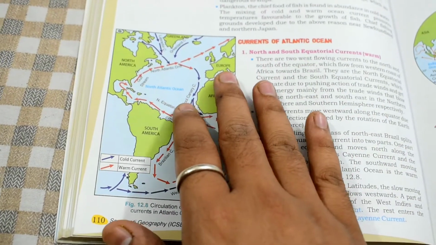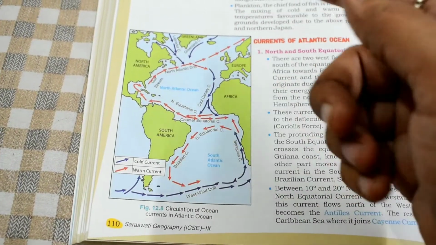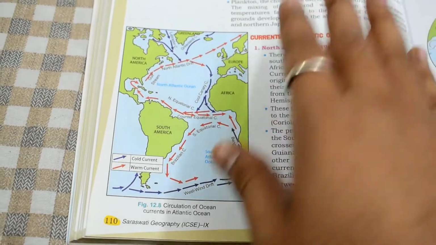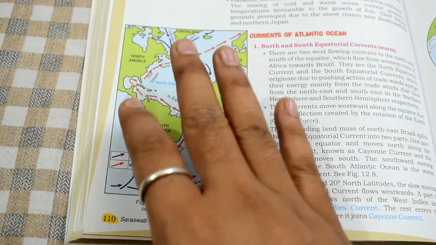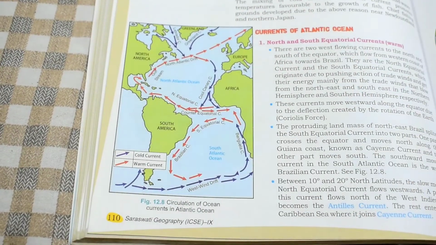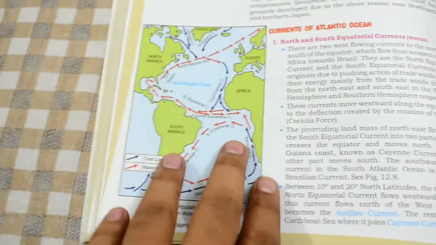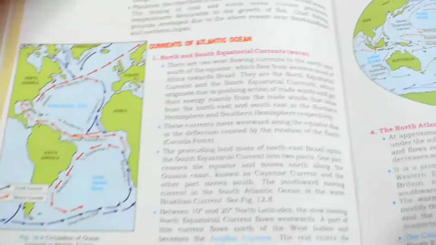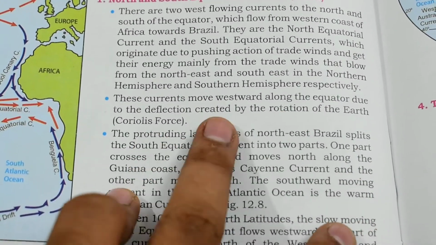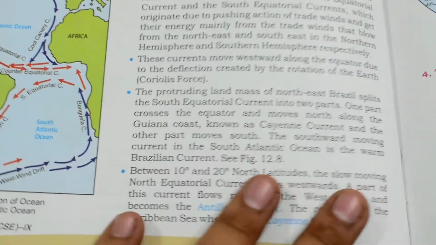So previously these trade winds actually helped traders move from one place to another, so as to take their goods from one place to another. So these winds helped the traders. That is why the name stuck. The name is called trade winds. So these trade winds also give rise to these two currents. Now these currents move westward along the equator due to the deflection created by the rotation of the earth, the Coriolis force. I guess this is amply clear to you all now.